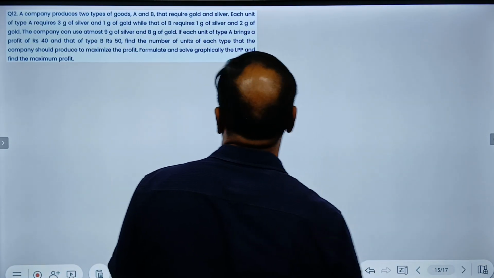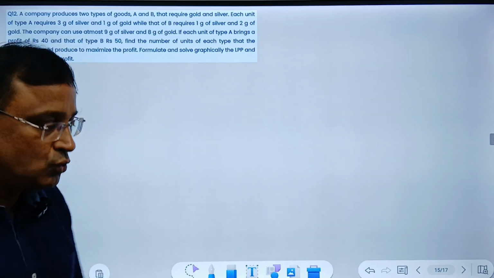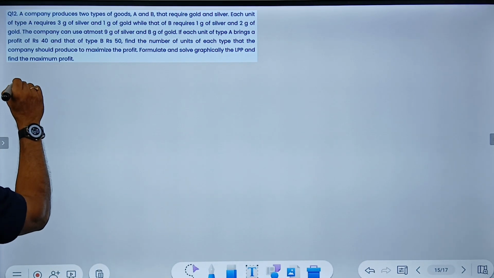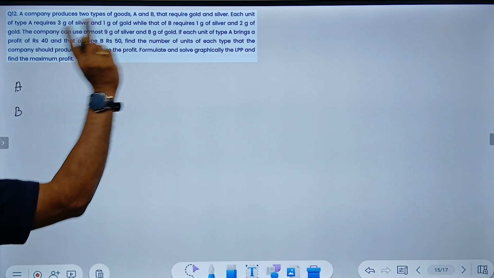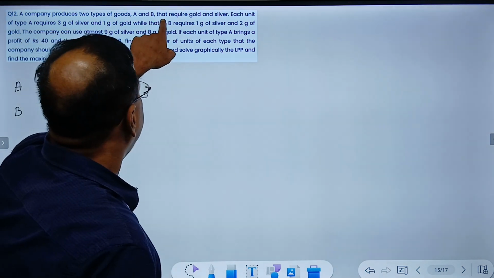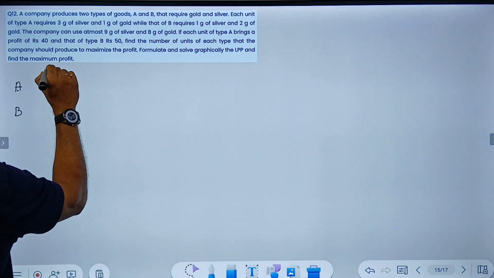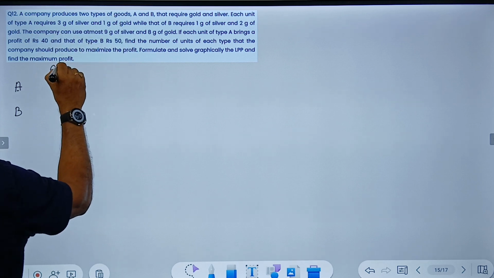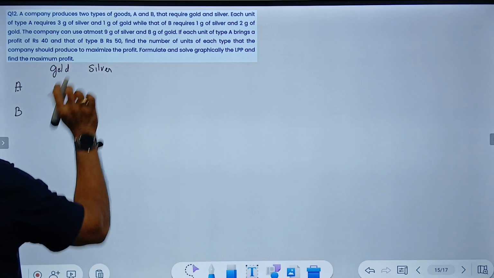Okay. Now let's do one last question. A company produces 2 goods A and B. First let's write that. The company produces 2 goods A and B. That requires gold and silver. Okay. What does it require? It requires gold and it requires silver.